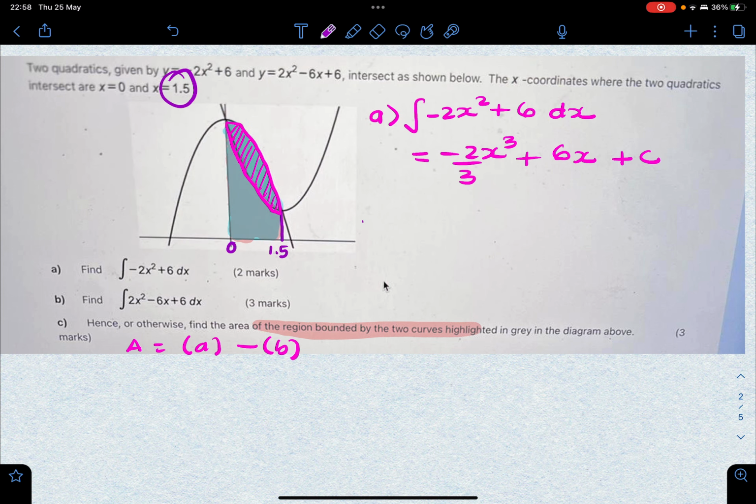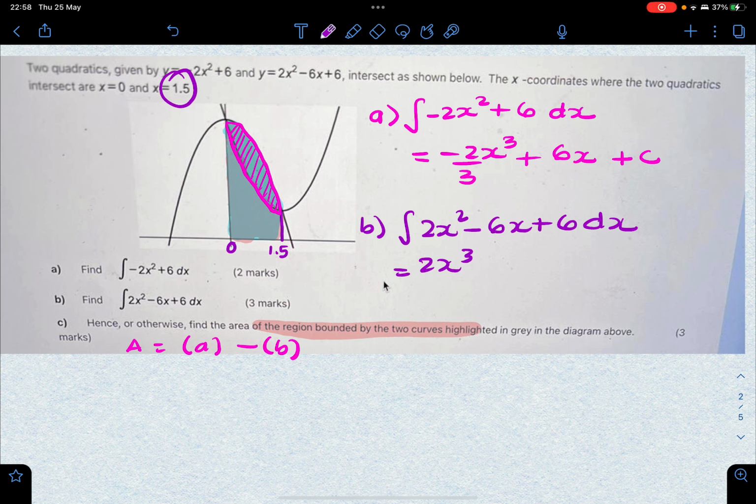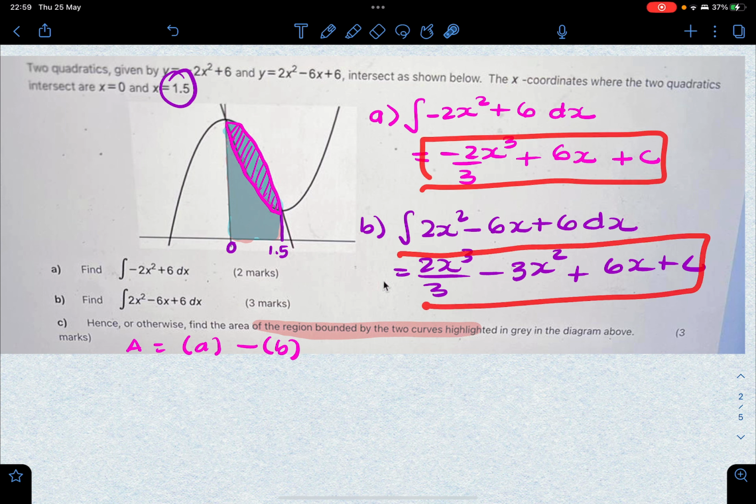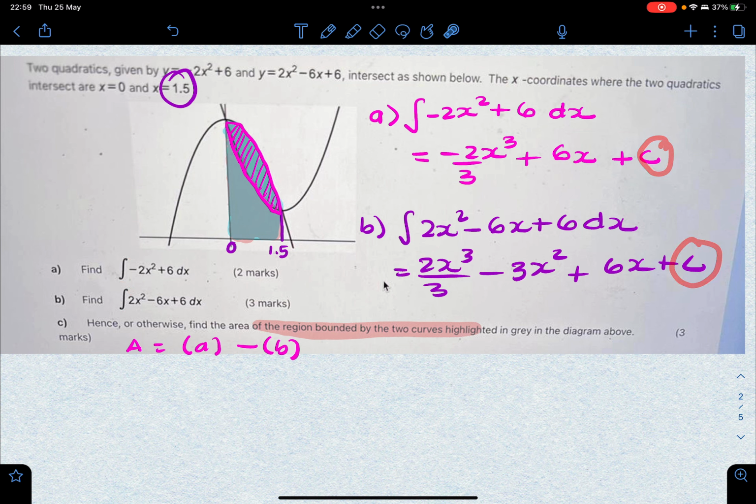And for part B, it's very similar. It's 2x squared minus 6x plus 6 dx gives us 2x cubed over 3 minus 6x squared over 2 plus 6x plus c. And we can rewrite 6 over 2 as 3. Okay, so this is our two integrals, but because they haven't given us limits, we had to include the c there. So it's not quite the area until we add the limits.